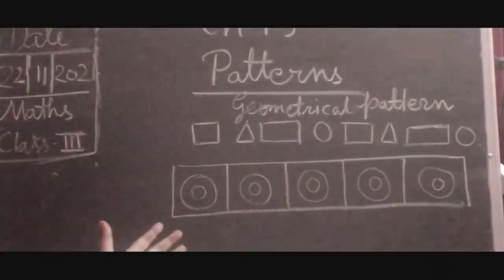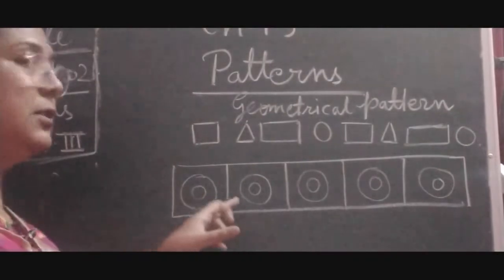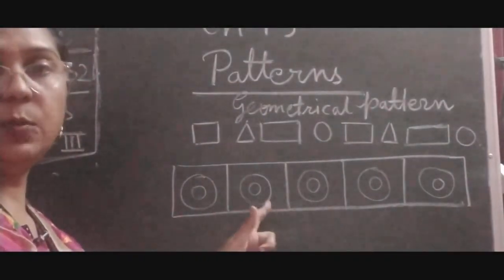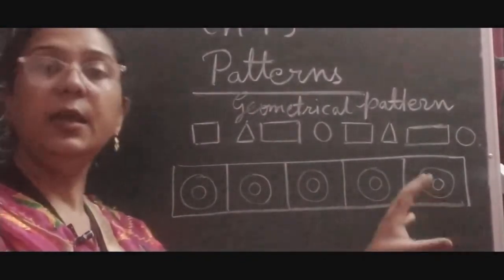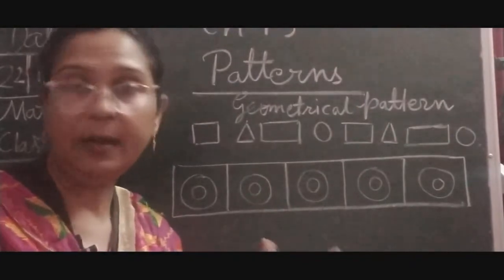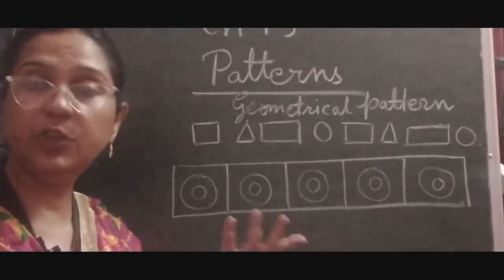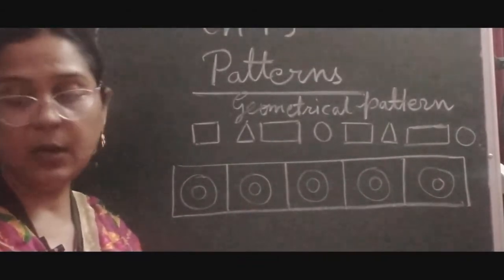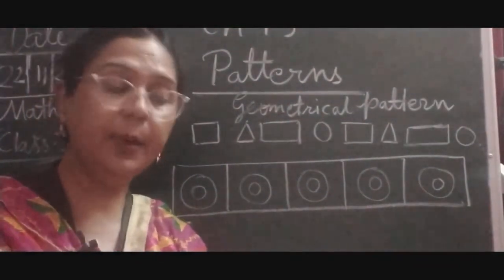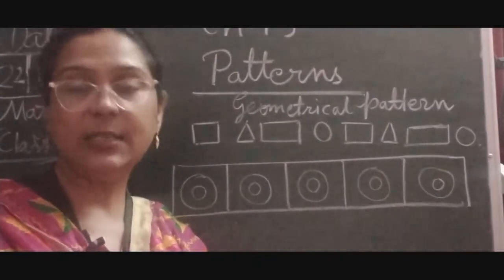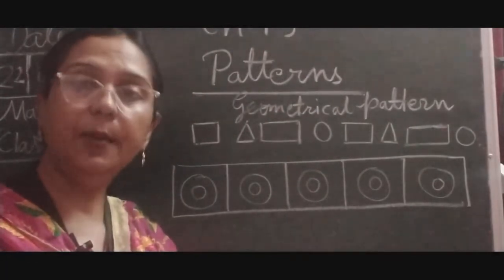Here you can see a square box, inside it a circle, and inside that a small circle. Similarly we will do in the next box, and the next box, and it will carry on. That is called a pattern. This is a geometrical pattern, and we are using geometrical shapes. That is why it is called a geometrical pattern. After that we will learn about numeral, or number, patterns. Let's see what number patterns are.